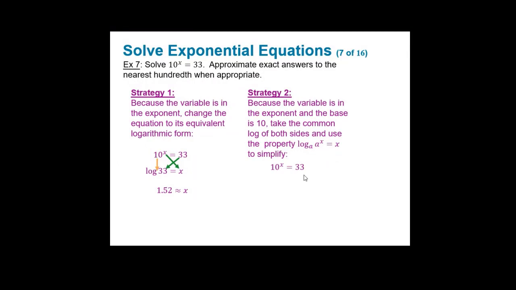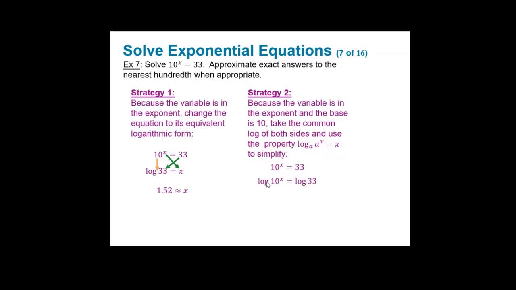So let's do it this way. We're going to take the log of both sides. So 10 to the x equals 33. I'm just going to take the log of both sides. So I have to keep my equation balanced. So I just do log of 10 to the x on the left, log of 33 on the right.